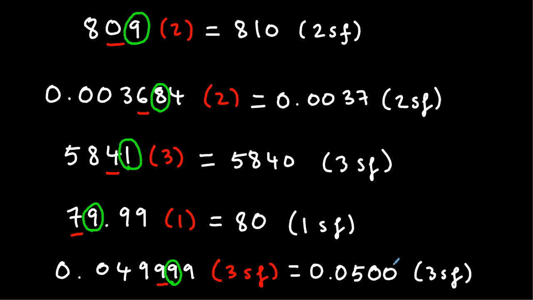Now you might be wondering, why don't we write 0.05? Why do we have to include the 0s? The reason is that we're rounding to 3 significant figures, so we need the number to have 3 significant figures. And the only way of doing that is if we include the 0s at the end.